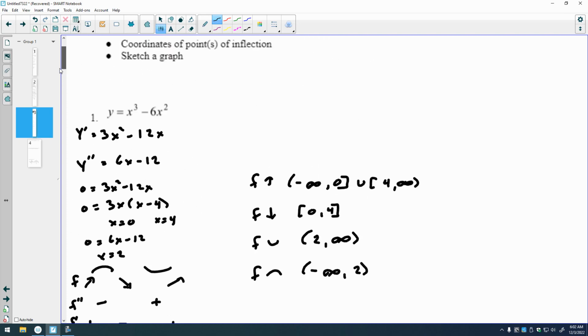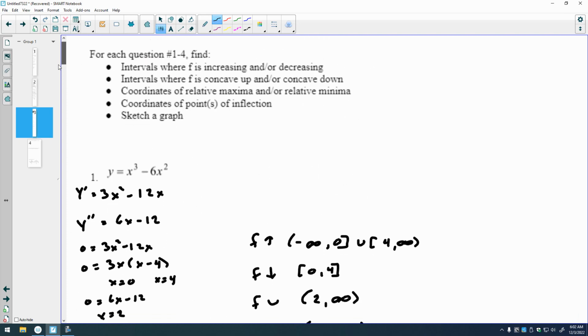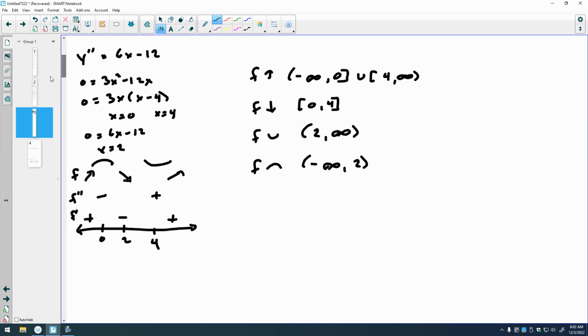Oops, wrong direction. 1 and 2 are done. Relative minima and maxima. Relative minimum would be over here at 4 because it's decreasing to increasing. So relative min at 4. And I want to plug that 4 back into my original function.